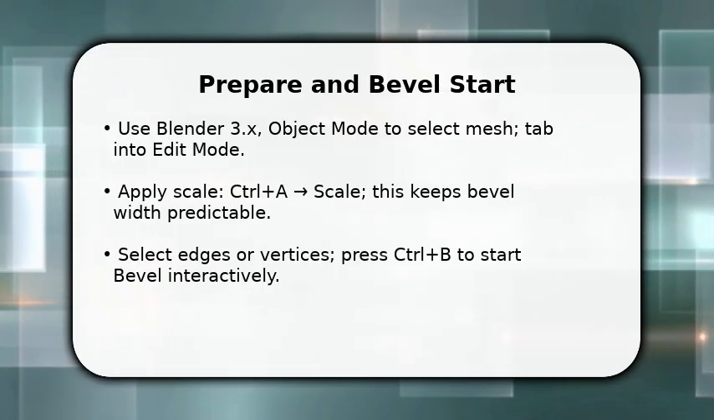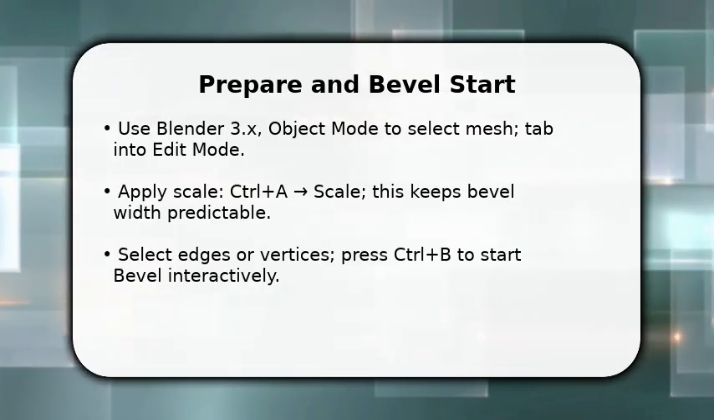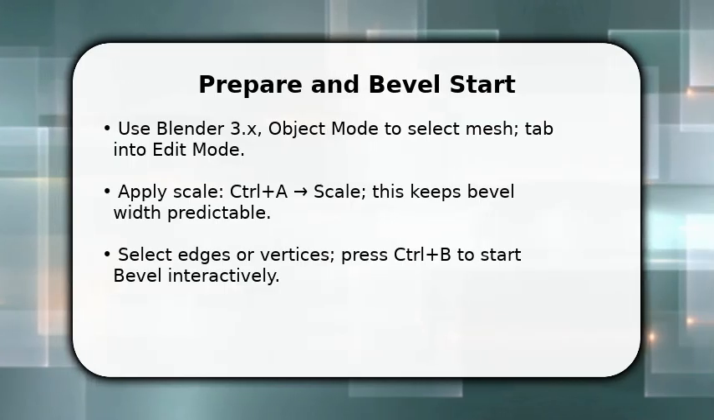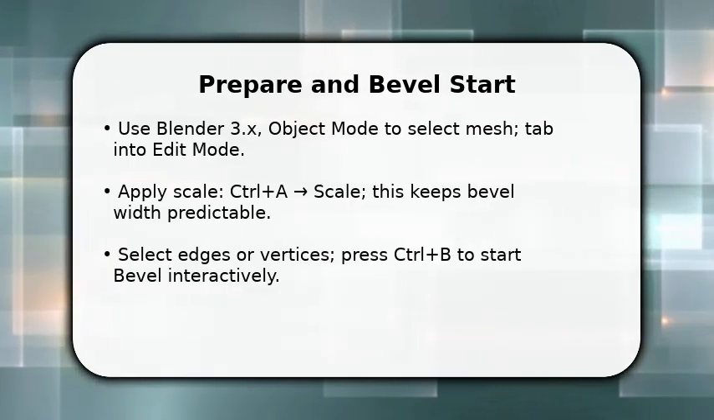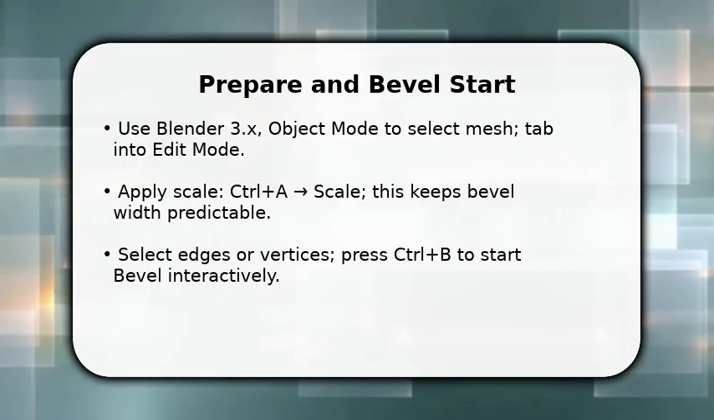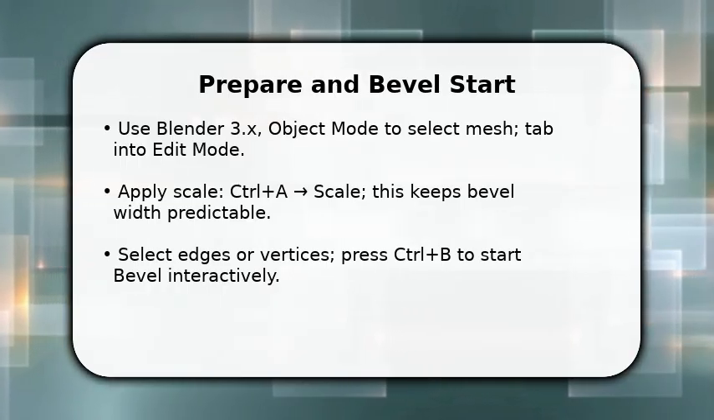Move the mouse to set the initial width, then scroll the mouse wheel to add segments for smoothness. Make sure to watch the status in the bottom left. It shows width and segments so you can set precise values quickly.